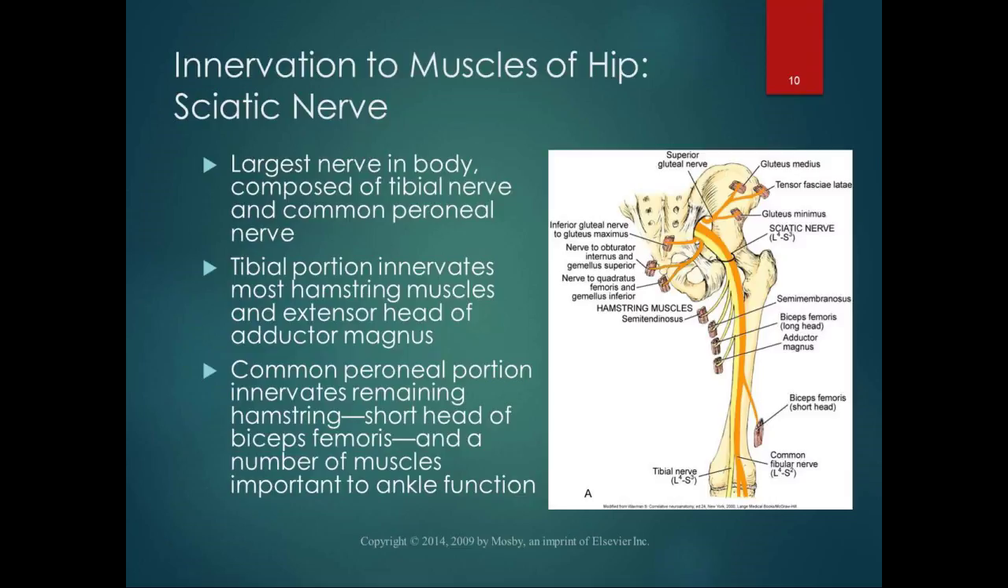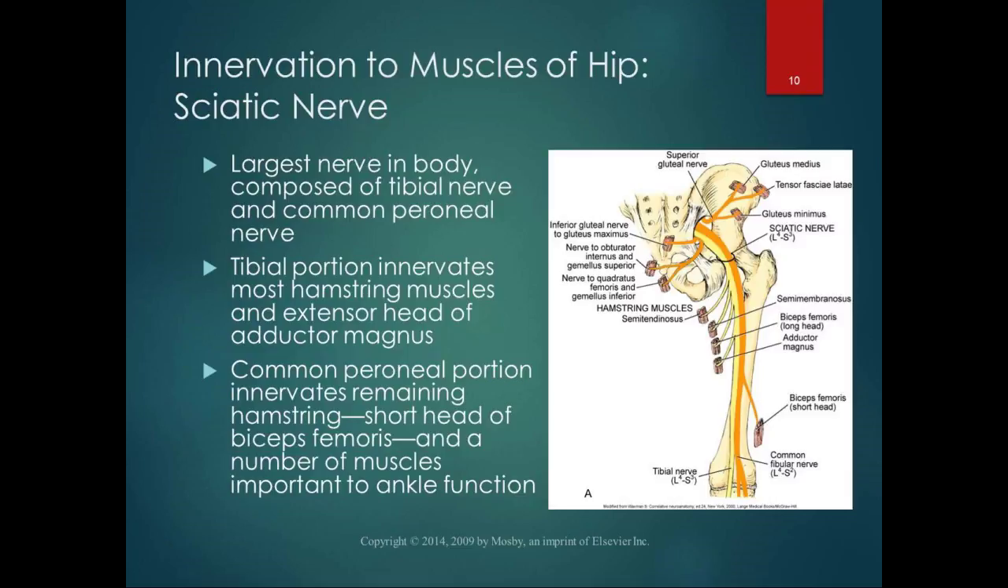So the sciatic nerve is the largest nerve in the body. It arises from the sacral plexus, and it's composed of the tibial nerve and the common peroneal nerve. So you can sort of think of it as, when you get a new set of headphones and they're all joined together all the way to the end, and then you have to peel them apart so you can take the headphones apart and put one in each ear.